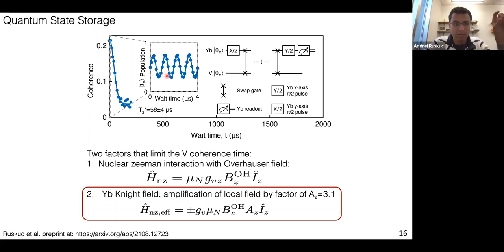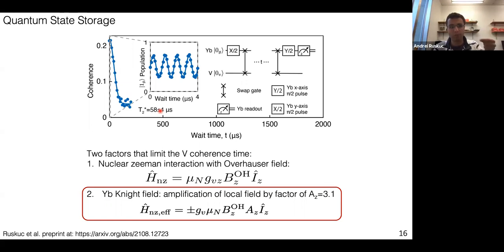By measuring the decay of these oscillations, we can extract a coherence time for the register of about 60 microseconds. We can understand this coherence time by considering the influence of 2 different sources of magnetic field noise on the system. The first of these is the nuclear Zeeman interaction of the vanadium register spins with the Overhauser field generated by the bath.